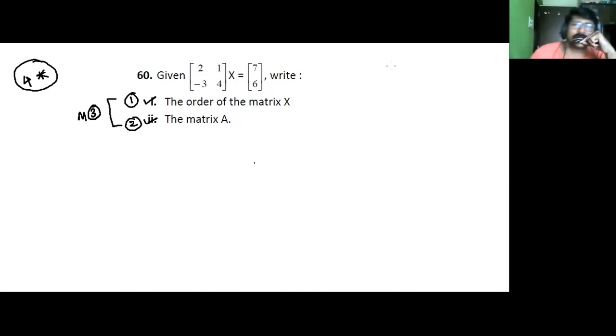Okay, some people are asking, so where is 8? Okay, this is a typo error. Find the matrix X. Find matrix X over there. Okay, I hope you got that question very well.